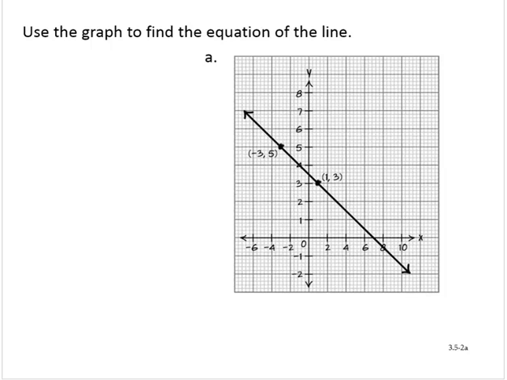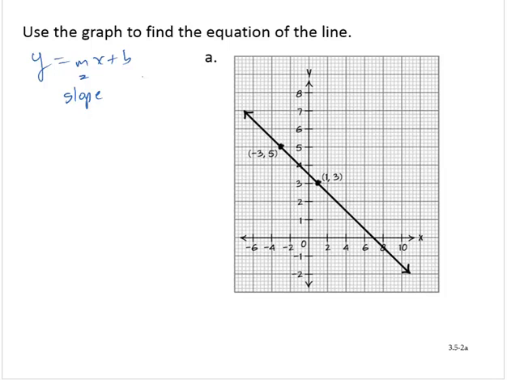Use the graph to find the equation of the line. So here we have a graph, and we see we have 2 points noted: (-3, 5) and (1, 3). If our goal is the equation y = mx + b, we know m is the slope, and b, remember, comes from the y-intercept, but we don't see the y-intercept clearly marked.